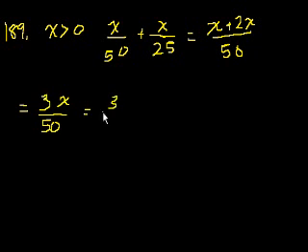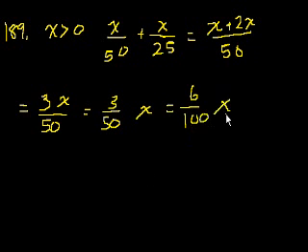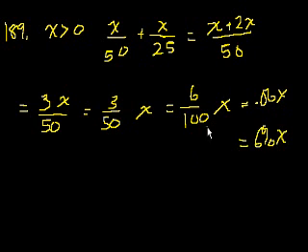Which is the same thing as 3/50ths x. And since we want a percentage, we want it as a fraction of 100. So if we multiply the numerator and the denominator by 2, you get 6 over 100 x, which is equal to 0.06x, which is equal to 6% of x. And that's choice A.